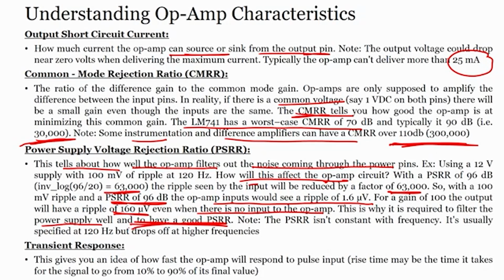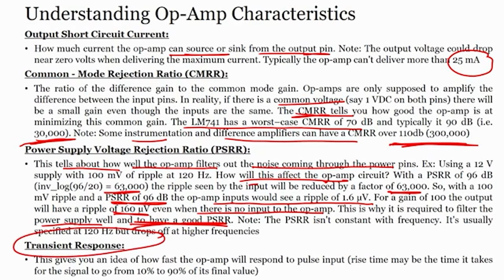You understand? So, in most circuits you will say that you have to use a power supply which has a very good power supply voltage rejection ratio, so that the noise coming through the power supply is taken care of, right. And it is generally specified at 120 hertz, but it drops at higher frequency. This is about the power supply voltage rejection ratio.